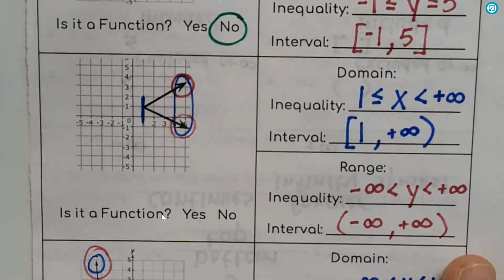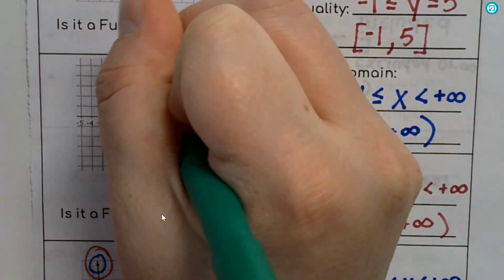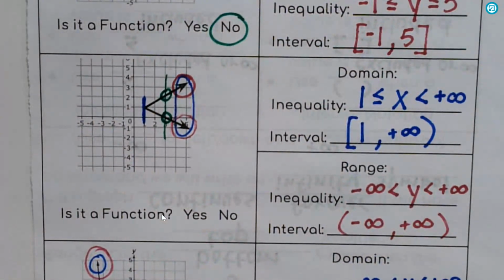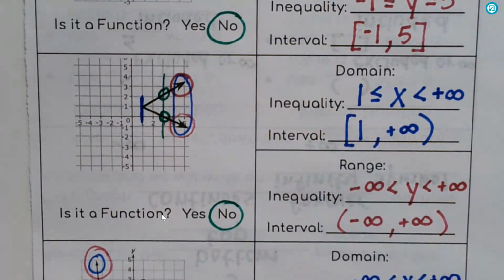Okay, this next one, same thing. If I were to draw a vertical line here, it's going to cross here and here. So it does not pass the vertical line test, and it is not a function.